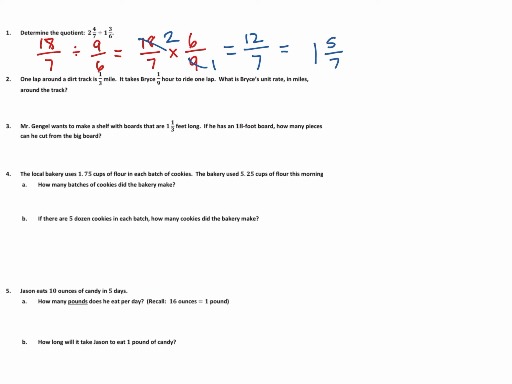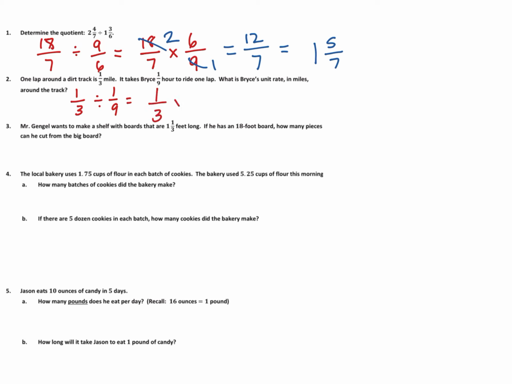1 lap around a dirt track is 1/3 a mile. It takes Bryce 1/9 of an hour to ride 1 lap. What is Bryce's unit rate in miles around the track? So we're going to do miles per hour, which means we start with miles and then divide it by the amount of time.